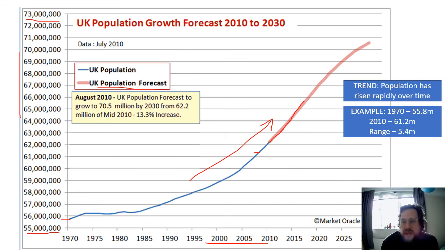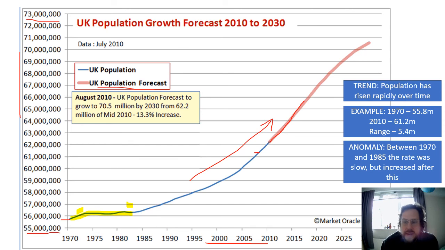I also need to say if there's any anomalies. Is there anything that doesn't quite match my trend? Has population always risen rapidly, or were there times it didn't? Did it even go down at points? So if I have a look at the start of the graph, I can see that the line along here is fairly flat. It goes up a little bit to begin with, but then flattens out. Even it decreases slightly on the right-hand side. So for my anomaly, I could say between 1970 and 1985, the rate was slow, but it increased after this.